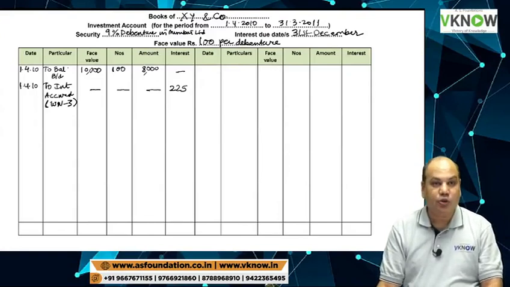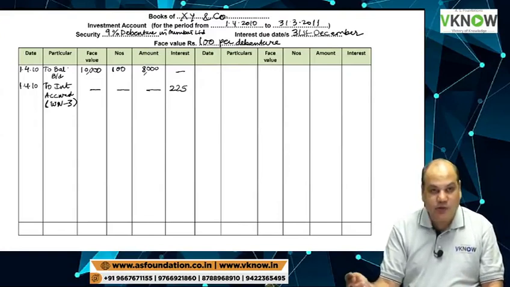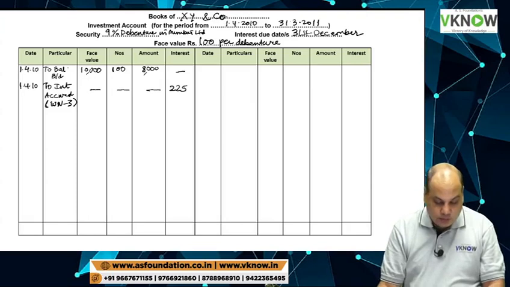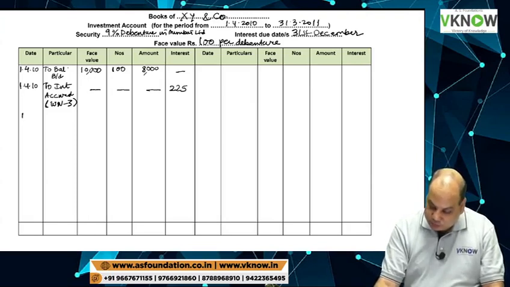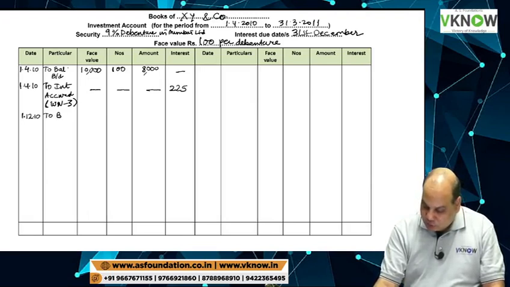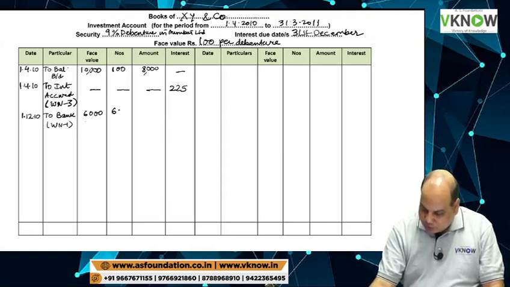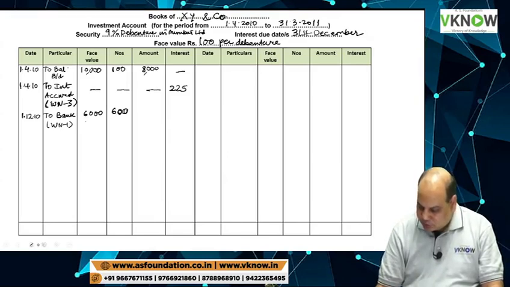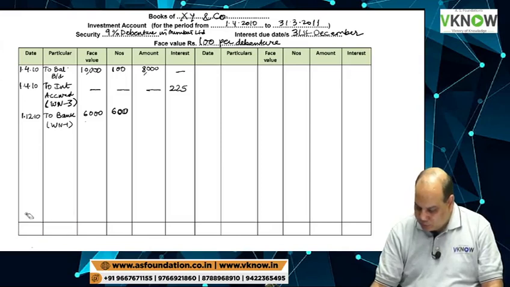Now we have made two purchases. Entry of purchases on the debit side. First purchase was made on 1st December 10 to bank, working note 1. Face value was 6,000. Number was 600. 60, sorry. Number is 60.